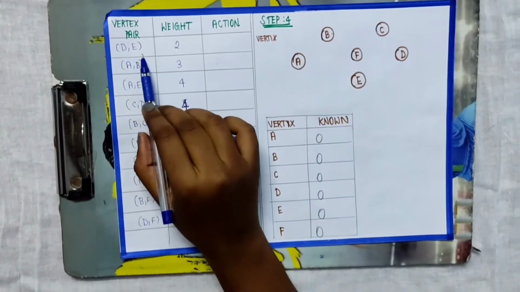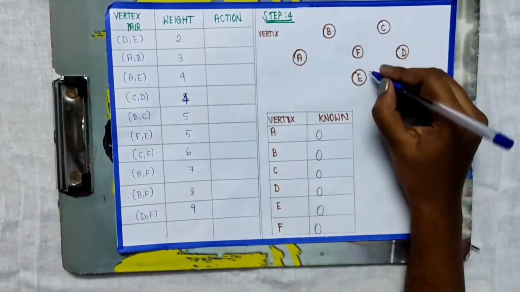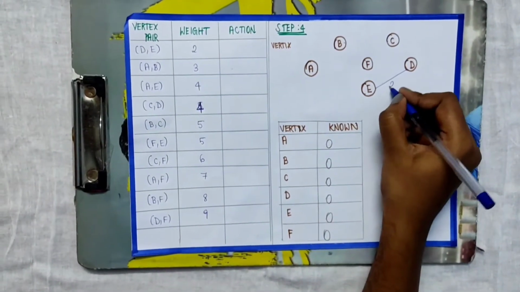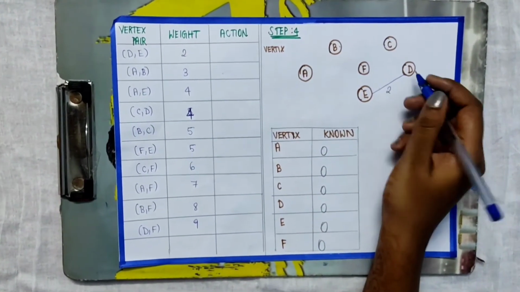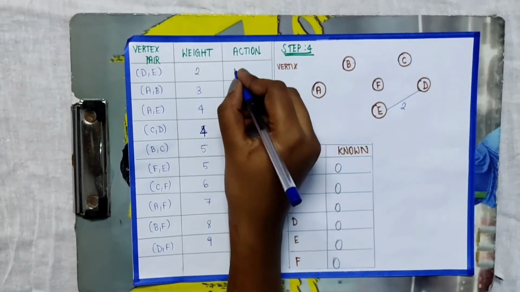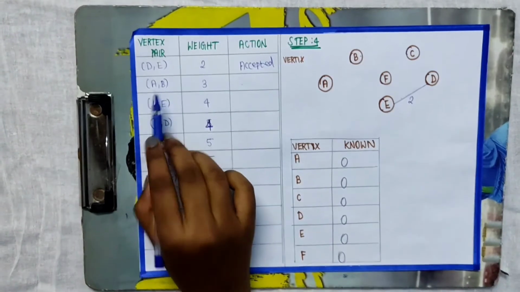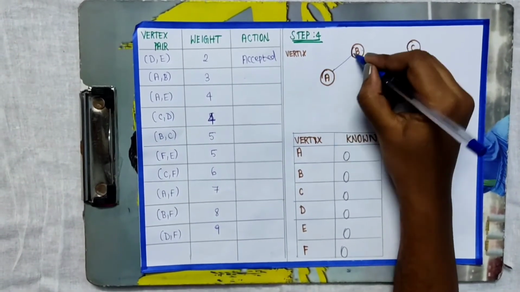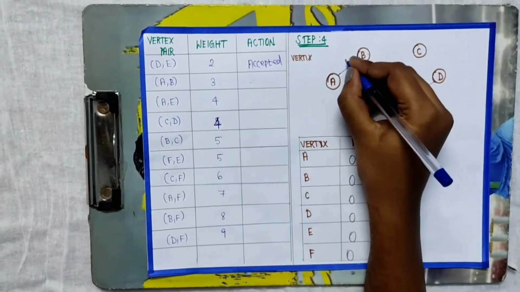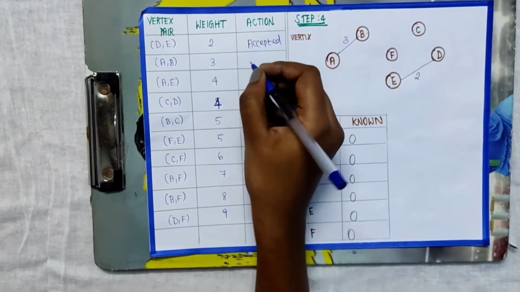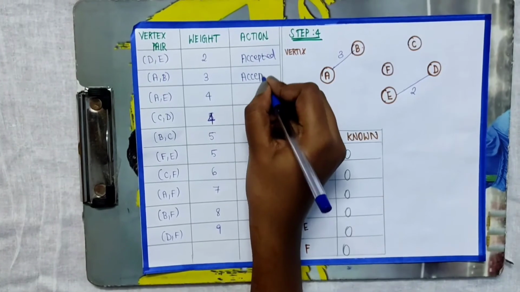So here we are having the vertex pair of first D, E. So I am just mentioning here D, E. The weight is 2. It does not form any loop or any cyclic position. So I am writing here as accepted. Then the second vertex pair is A, B. So I am just mentioning here A, B, the weight is 3. It does not form any cyclic loop or any cyclic positions. So I am writing here as accepted.